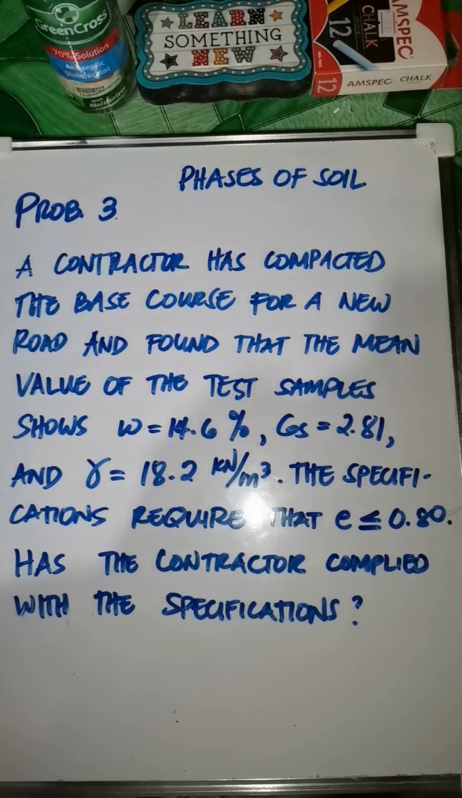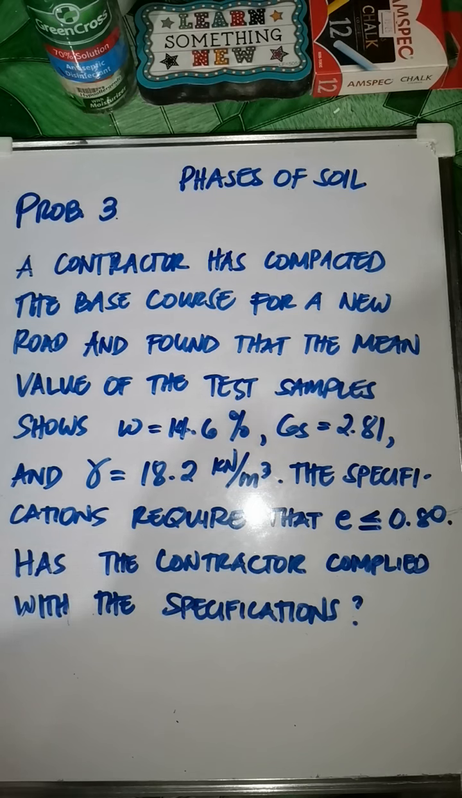Okay, so we have problem number 3 for phases of soil. A contractor has compacted the base course for a new road and found that the mean value of the test sample shows the moisture content that is equivalent to 14.6%, specific gravity that is equivalent to 2.81, and the unit weight of the soil that is 18.2 kilonewton per cubic meter. The specifications require that the E, or the void ratio, should be lesser or equal to 0.80. Has the contractor complied with the specifications?